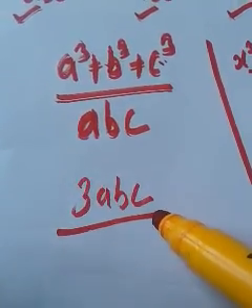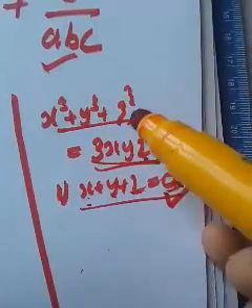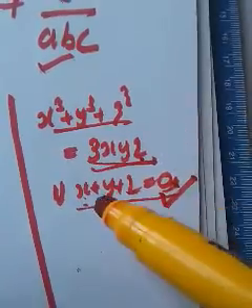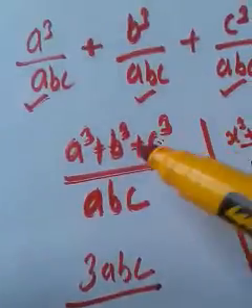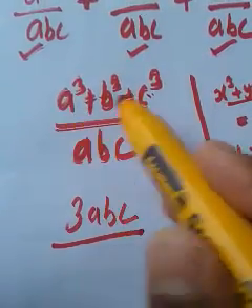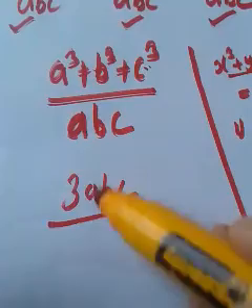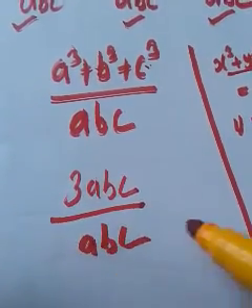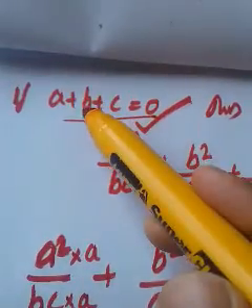Why? Because x cube plus y cube plus z cube, we can write it as 3xyz if x plus y plus z is equal to 0. Since a plus b plus c is equal to 0, we can easily write a cube plus b cube plus c cube as 3abc, divided by abc as it is. You may understand. That's why they have given this information.